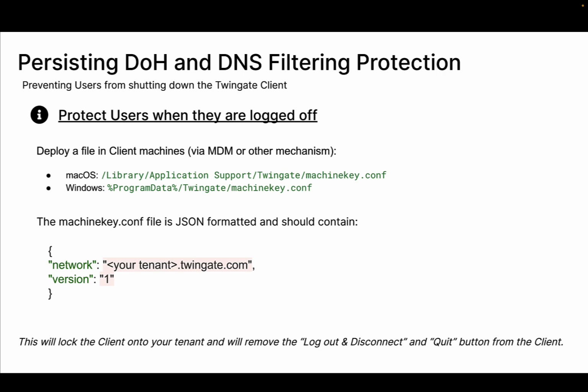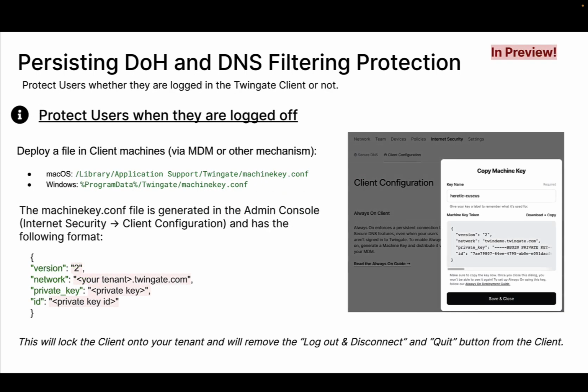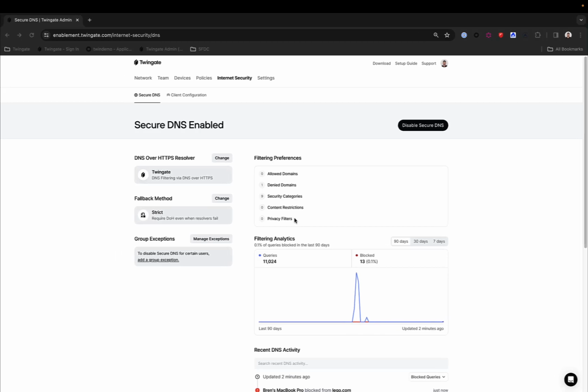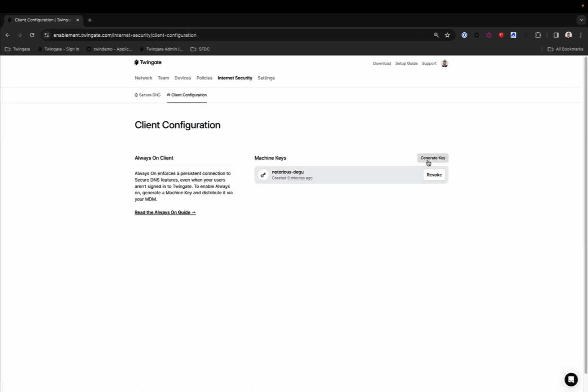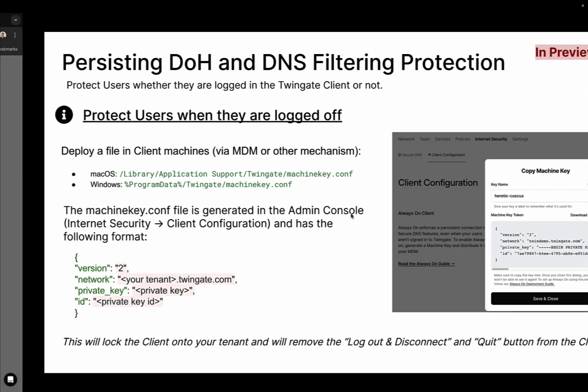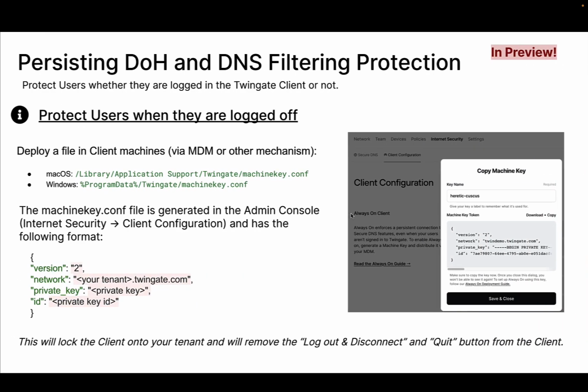Now, we still want to provide security over DOH and DNS filtering to customers for employees that are not logged into the Twingate clients, because being secure shouldn't only happen when you're connected to the client. So if that's what you want to implement, you can implement the same concept of machine keys. The format is a little bit different, and those machine keys are created in the admin console under client configuration here. So you have the ability to generate those keys here. And those machine keys are going to be specific to tenants. You don't need a machine key per device.